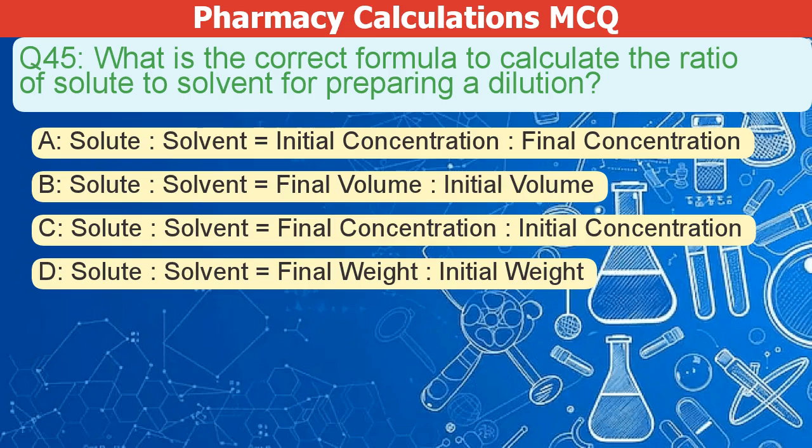What is the correct formula to calculate the solute to solvent ratio for preparing a dilution? A. Solute to solvent equals initial concentration to final concentration. B. Solute to solvent equals final volume to initial volume. C. Solute to solvent equals final concentration to initial concentration. D. Solute to solvent equals final weight to initial weight.